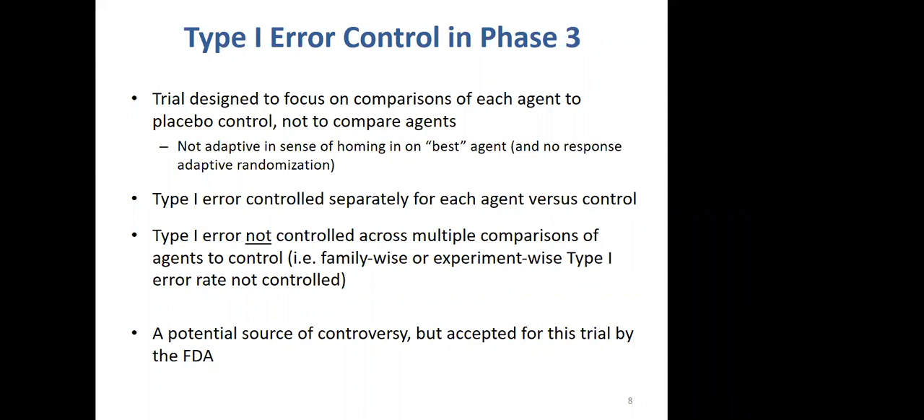So when we talk about type 1 error control in the phase 3 setting, we're doing it separately for each agent versus the control. And there's no concept of trying to control the family-wise or experimental-wise type 1 error rate across lots of agents. So that's obviously a potential point of controversy, but the FDA was quite happy with this approach, and I believe they've incorporated it in their guidance for platform studies for COVID-19.